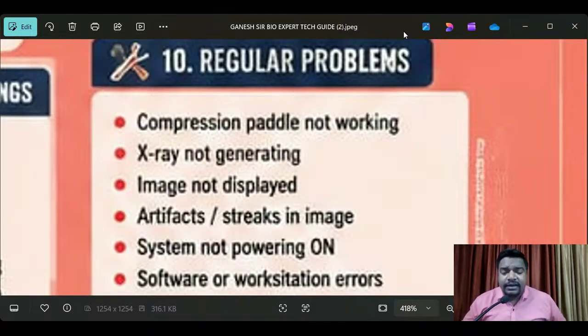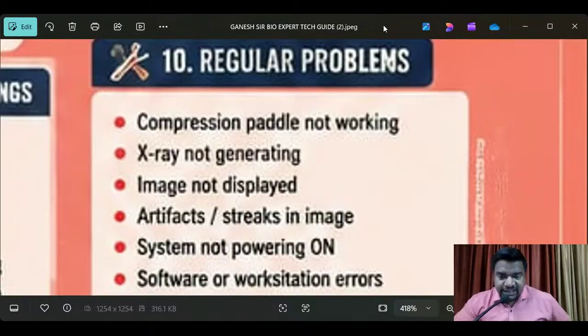Now the 10th point, regular problems. Why are biomedical engineers appointed in hospitals? To resolve issues, to maintain the equipment, and to maintain the complete quality control of the medical equipment, and so many things. The complete responsibility is why a biomedical engineer is appointed. So what protocols you have to follow, and why do regular problems come? Why is a biomedical engineer needed? Here I'm going to show you the regular problems.